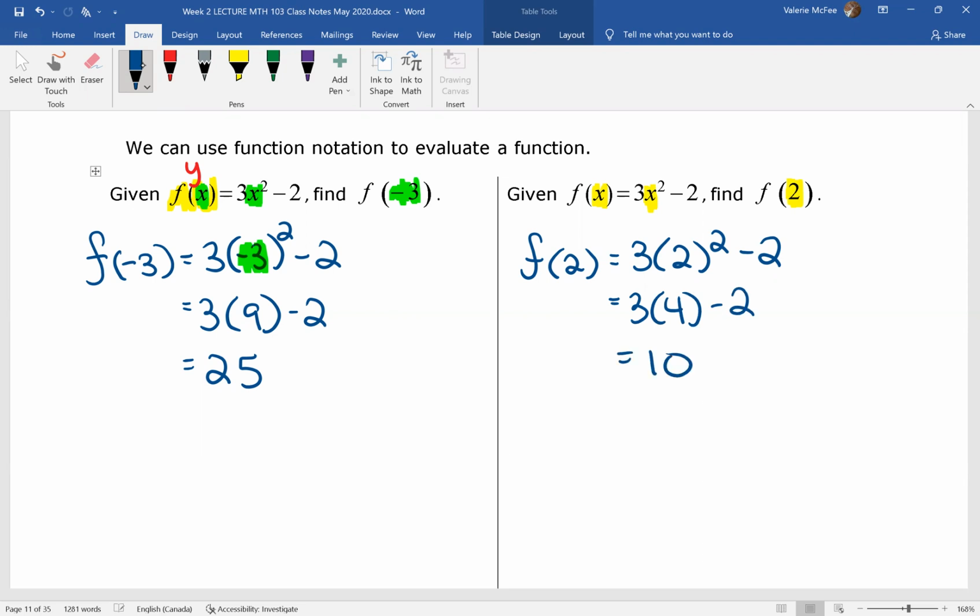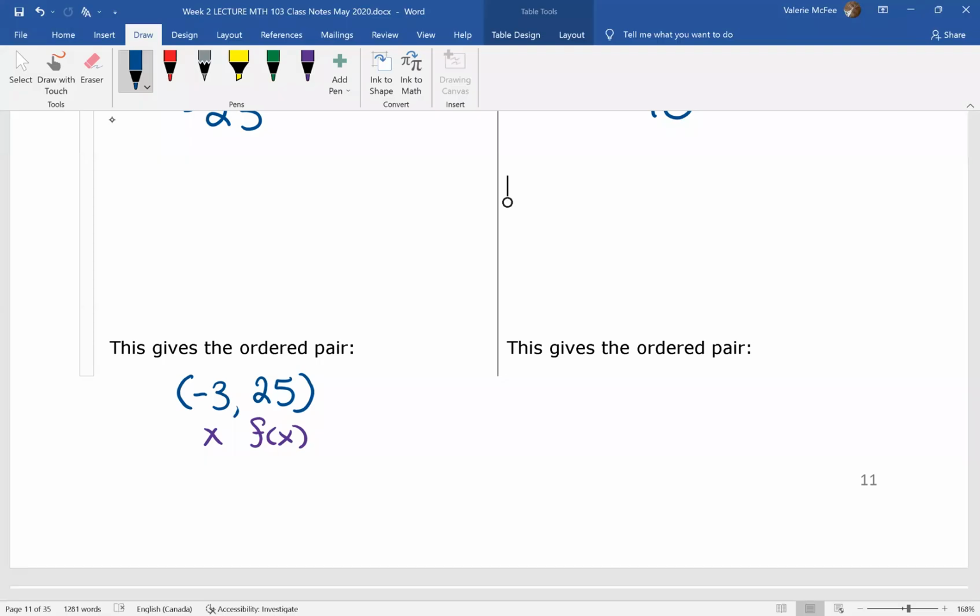What is the ordered pair here? When x is 2, the f of x, or y, is 10.